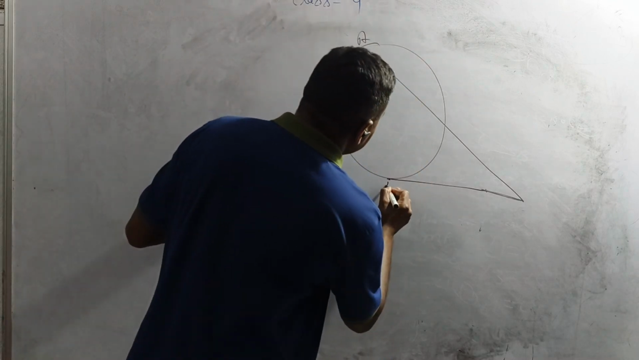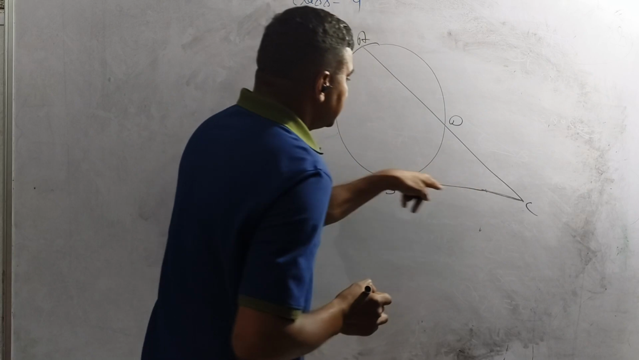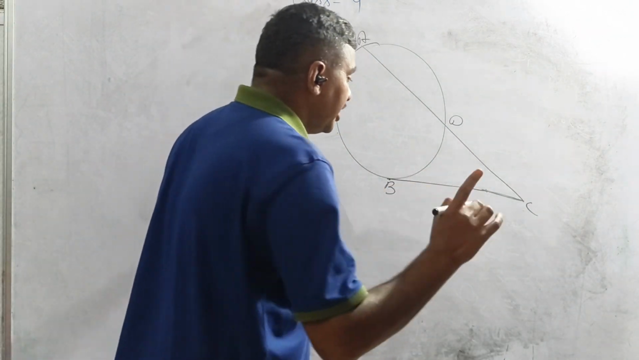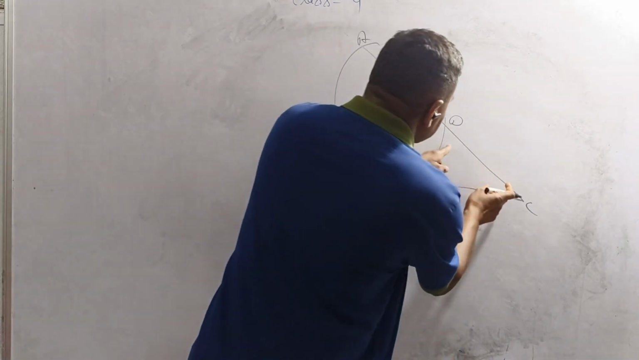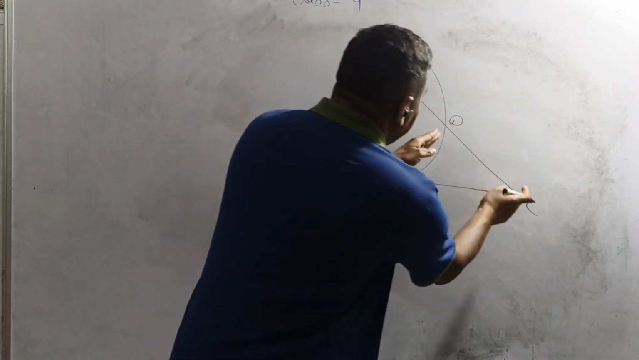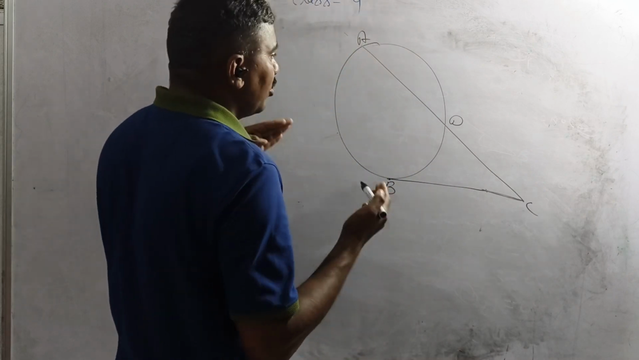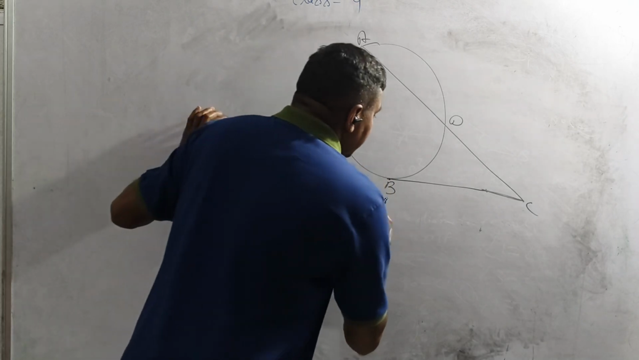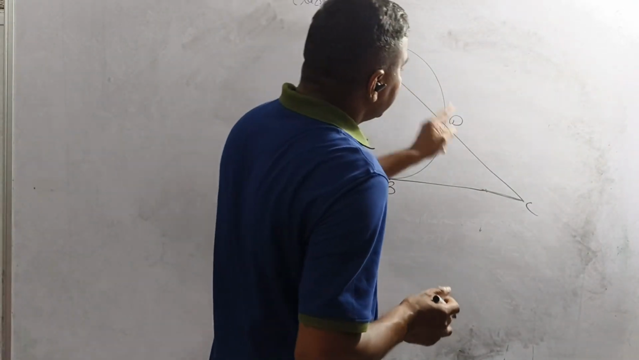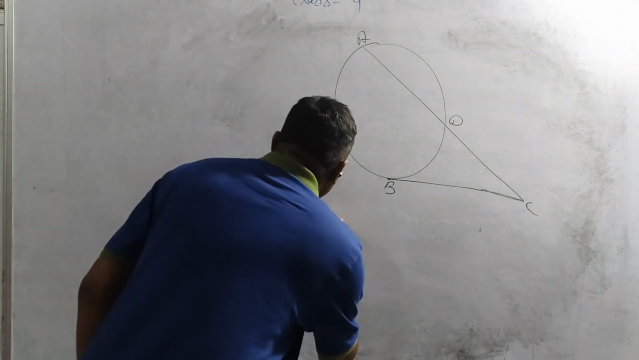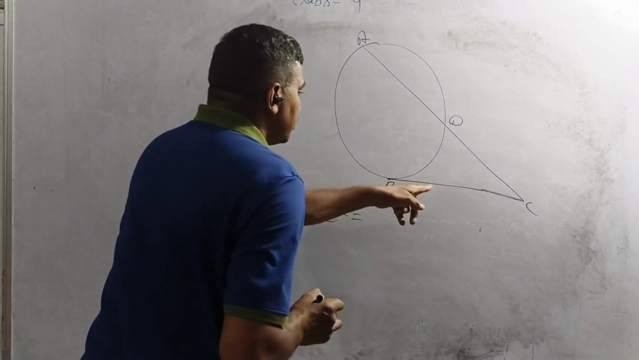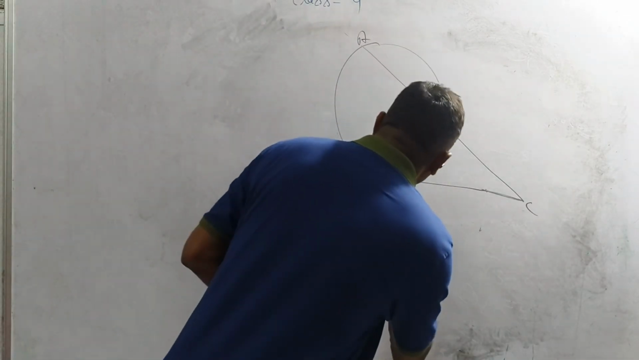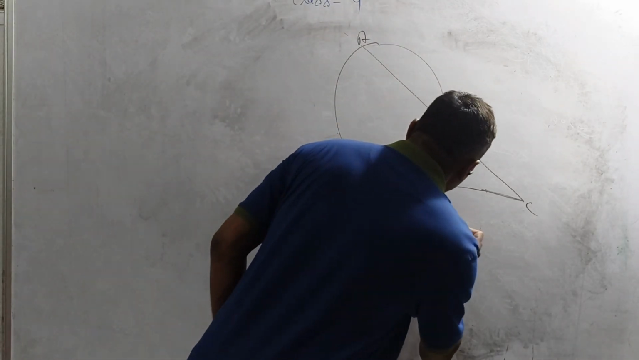If a tangent and a secant meet each other externally, then the product of the segments of the chord. What are the segments? Segments of this chord are DC and AC. Then BC square, that means square of tangent, is equal to the product of the segments of the secant. That means DC multiplied by AC.